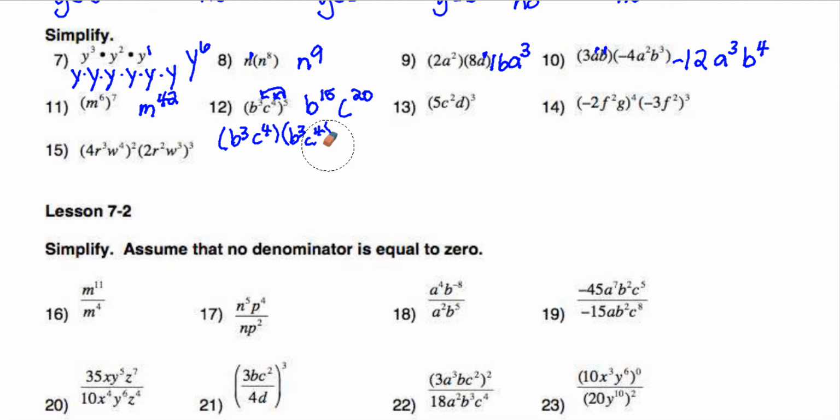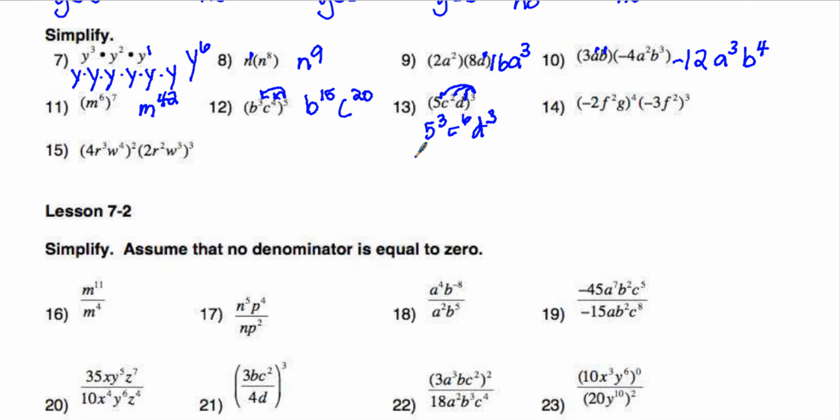Remember, you always have a strategy. You can always expand it if you can't remember your rules. Here, I want to put my 1 next to my d, and I also need to put a 1 on my 5 because that also has an exponent. That 3 gets distributed to all the other exponents. So we get 5 to the 3rd, c to the 6th, and d to the 3rd. Sorry, it's a little messy.